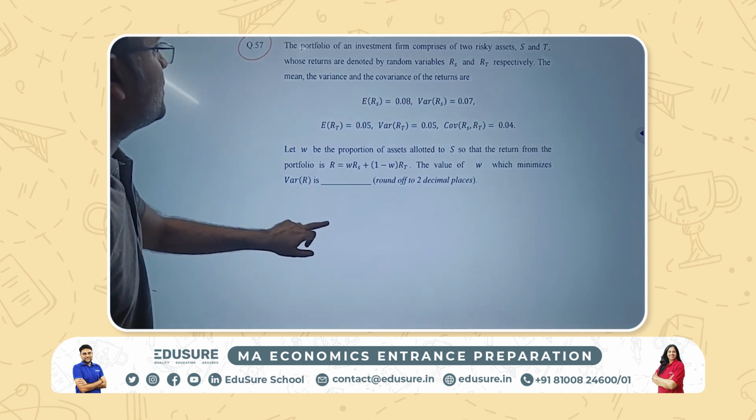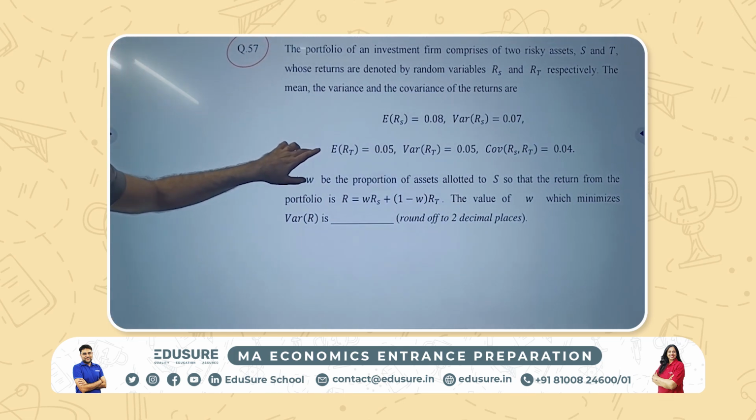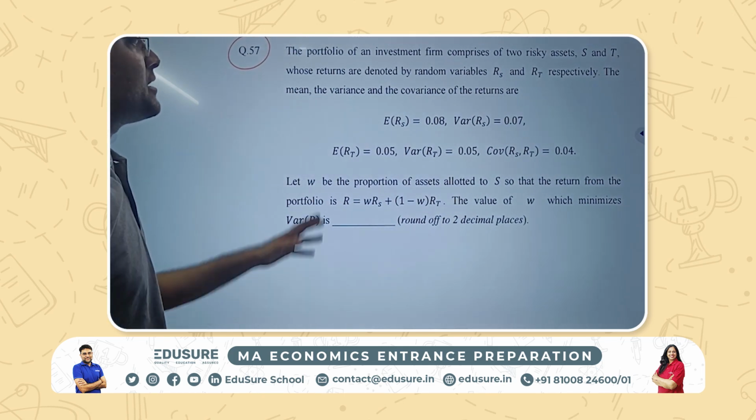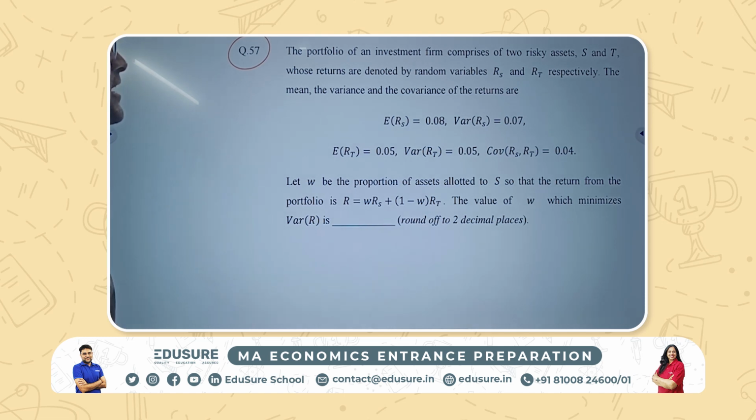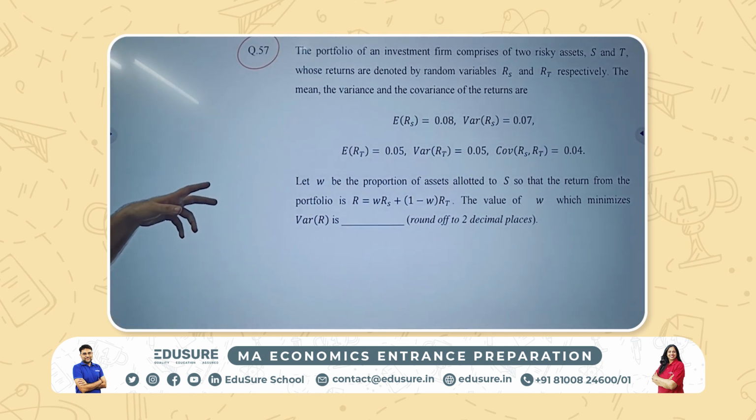JAM 2023, question number 57. Let's take a look at the question. The portfolio of an investment firm comprises two risky assets, S and T, whose returns are denoted by the random variables RS and RT. The mean, variance and covariance are given as follows. Let W be the proportion of assets allocated to S, so that the return from the portfolio is R equal to W RS plus (1 minus W) into RT. The value of W which minimizes variance R.